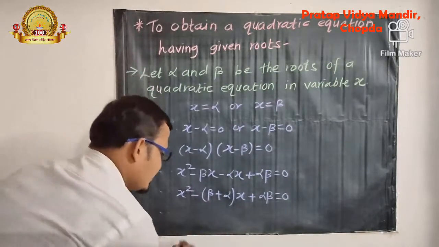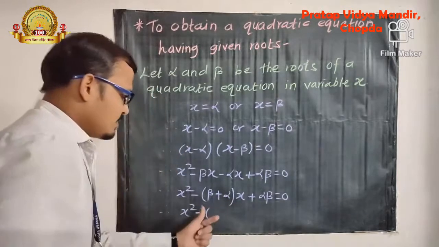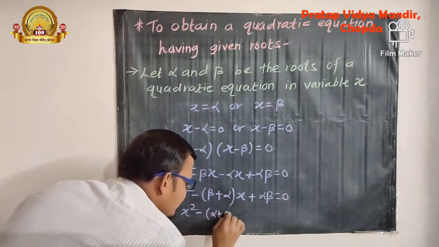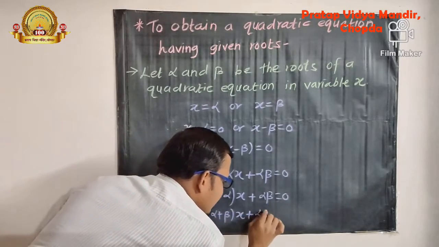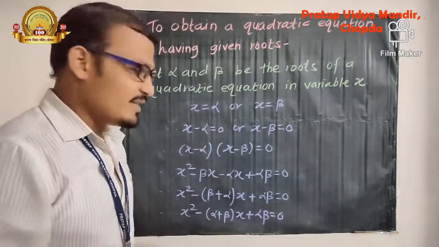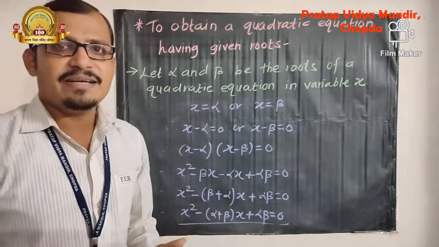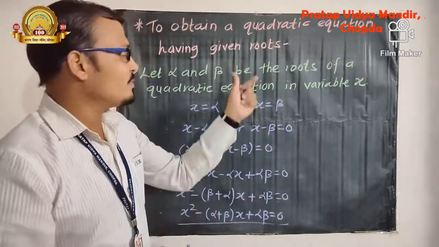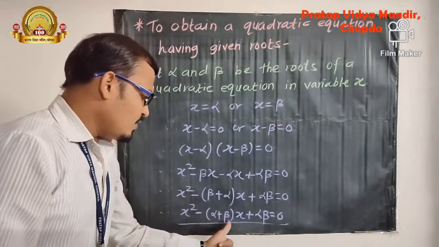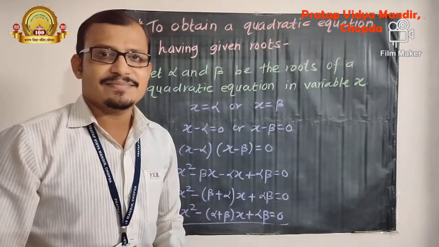Friends, we can write this equation also as x square minus this beta plus alpha can also be written alpha plus beta into x plus alpha into beta is equal to 0. And this is our required quadratic equation. By using this quadratic equation, we can find a quadratic equation from the given two roots. For that also, we have to find the value of alpha plus beta and alpha into beta first.